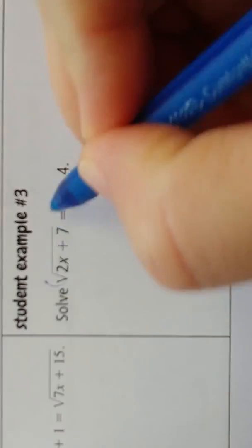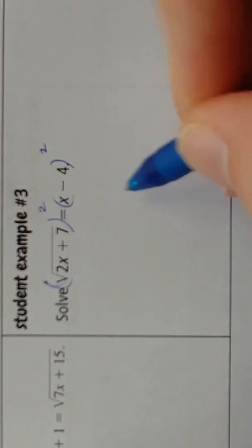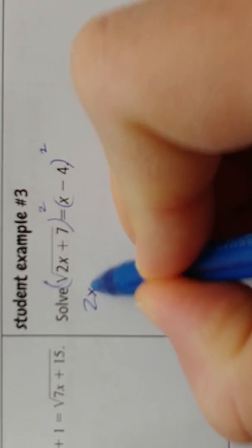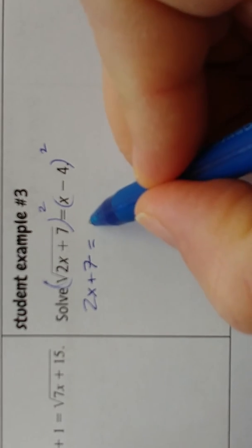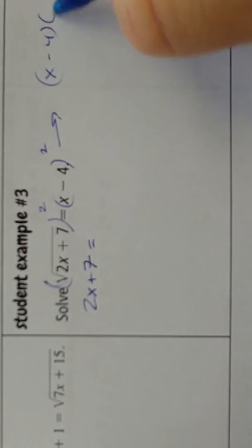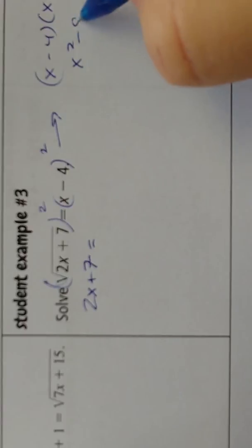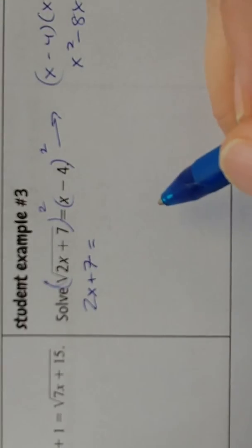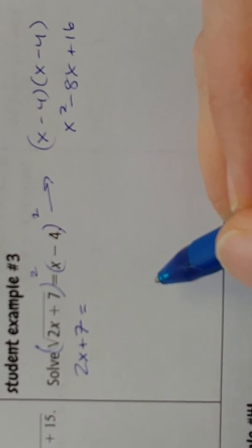What we're going to do here is square both sides, just like we did in the last example. When I square a square root, that undoes or cancels out the square root, so I'm left with the radicand here, 2x plus 7. And when I square this, I need to actually multiply x minus 4 times x minus 4. When I FOIL that, this is what I get: x squared minus 8x plus 16. Let's see if I can slide that over there so you can actually see that.